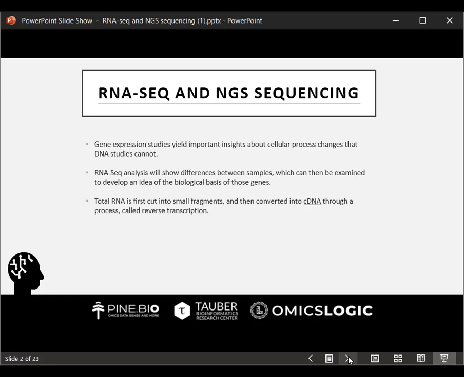Now, when we talk about the process of RNA sequencing, in a nutshell, it can be summarized as follows: total RNA is first cut into very small fragments or pieces, and then it is converted into complementary DNA through a process called reverse transcription, and then it is arranged, whether de novo or using some pre-aligned sequencing.